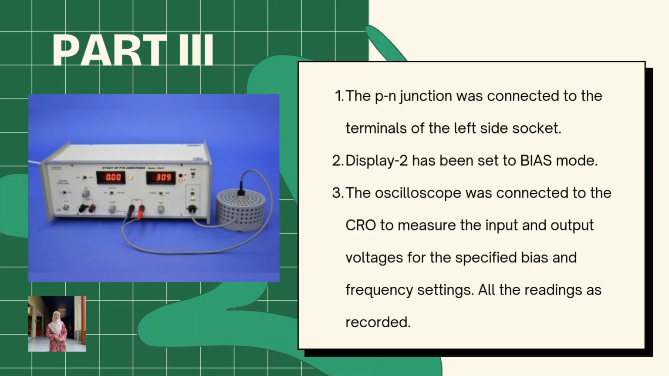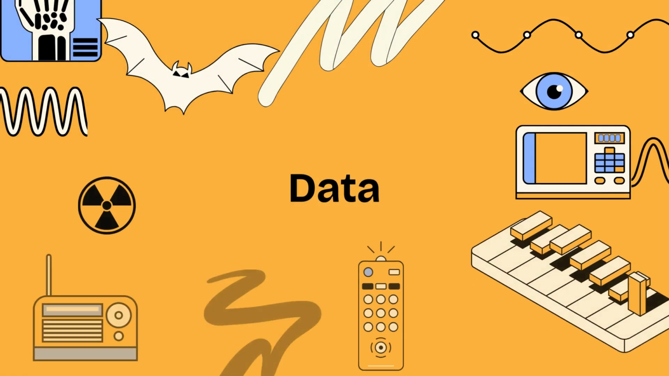For part 3, the PN junction was connected to the terminal on the left side socket. Display 2 was set to bias mode and the oscilloscope was connected to the CRO to measure the input and output voltage for the specified bias and frequency settings. All the readings were recorded.